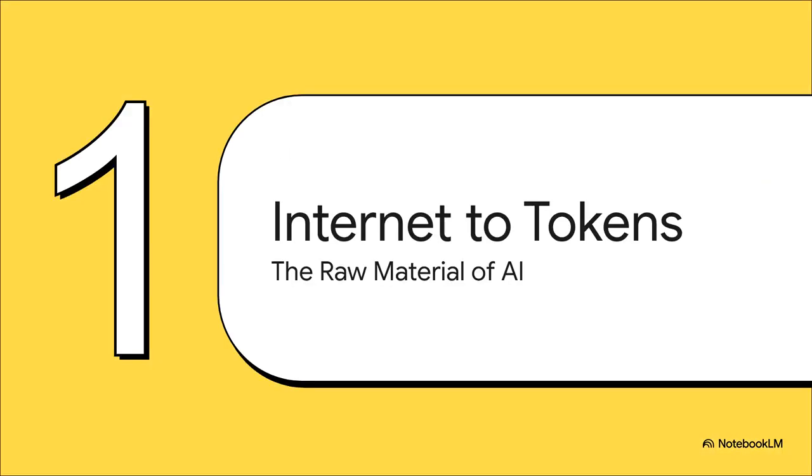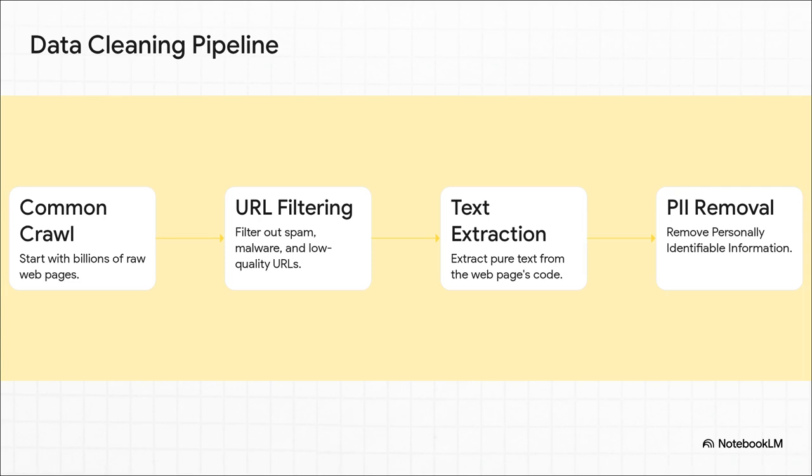Every single large language model starts right here, with the raw material. I mean, think about it. If you want to build an AI that knows about the world, you first have to give it the world to read. So the process kicks off with a massive snapshot of the internet. We're talking billions of pages. But as you know, the web is messy. It's full of junk.